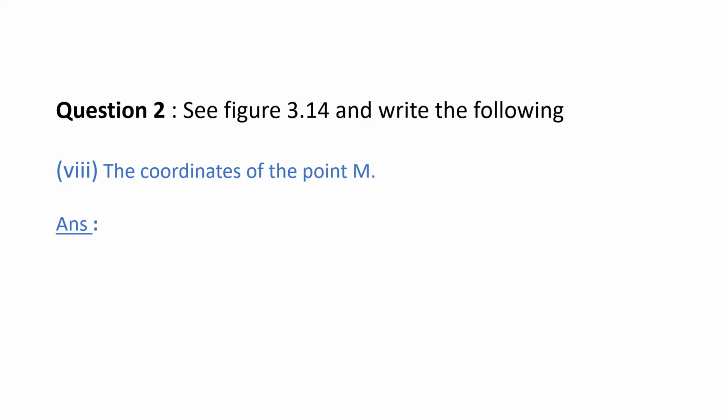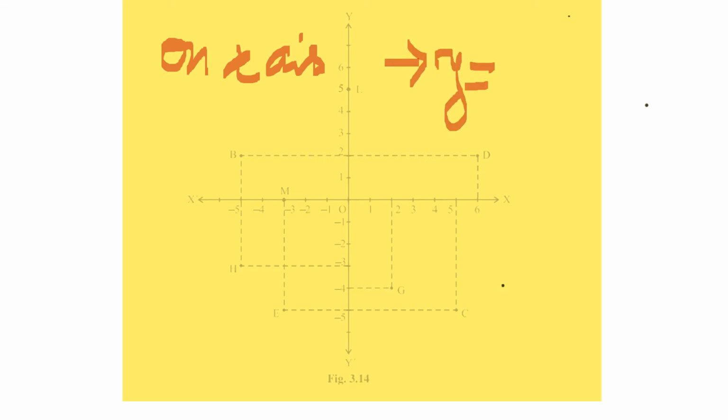The coordinates of the point M. Now we have to write the coordinates of the point M. So let's look at M. M, as you can see, is on the x-axis, right? So which coordinate will be 0 if it's on the x-axis? We have studied before. The y coordinate will be 0, right? So it will be of the form (x, 0). The y coordinate will be 0 and the x coordinate will be some number.